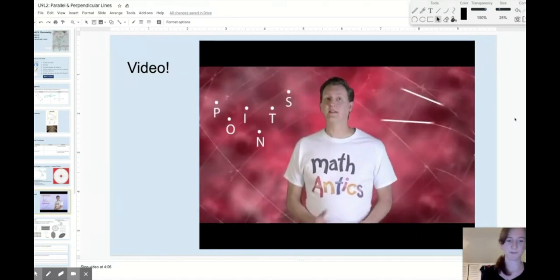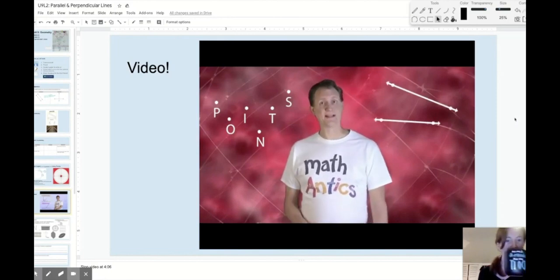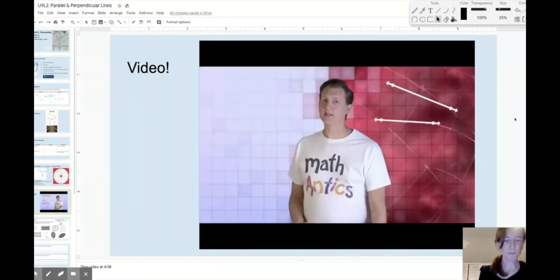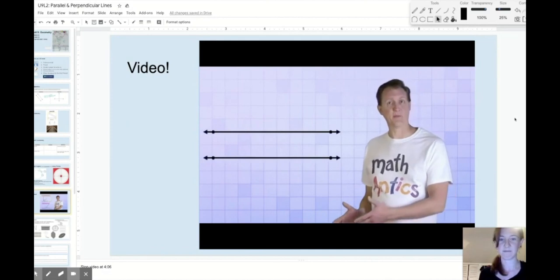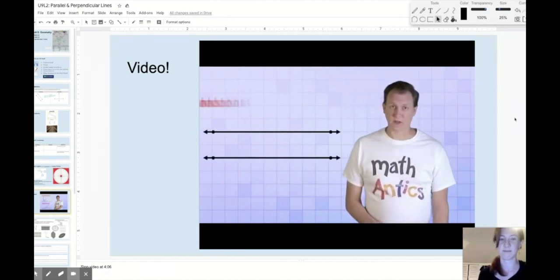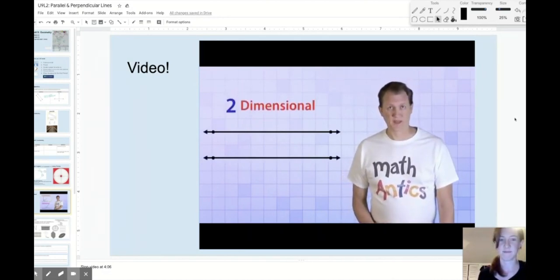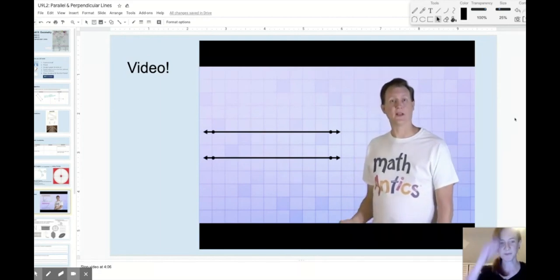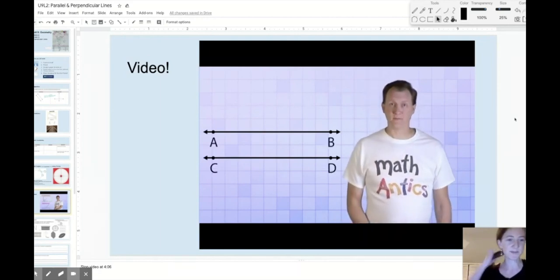We learned about points and lines, and that's good because we're going to need lines to make angles. So let's start with a couple of lines that are in the same plane. We're only going to be dealing with two-dimensional geometry in this video. These lines are conveniently called line AB and line CD.